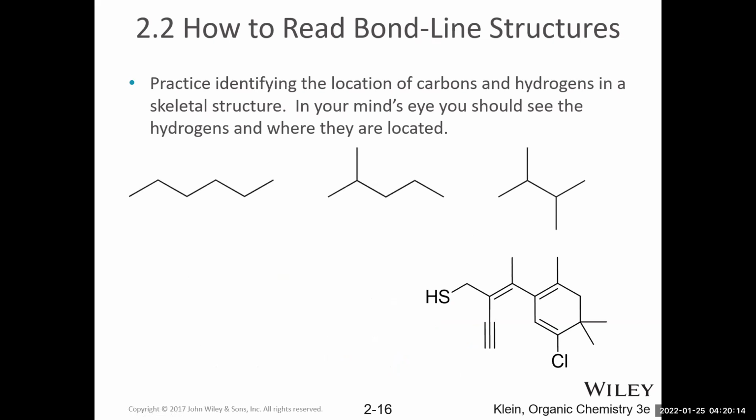So let's do some practice. You want to practice identifying the location of the carbons and the hydrogens in a skeletal structure. So in your mind's eye, you should see the hydrogens and where they're located. Let's go ahead and take some time to practice. How many carbon atoms and where are they located? How many hydrogen atoms and where are they located? And when you get down to this one, go ahead and redraw it as the Lewis structure. It would be best if you paused at this time, practiced, and then continued on when you're ready.